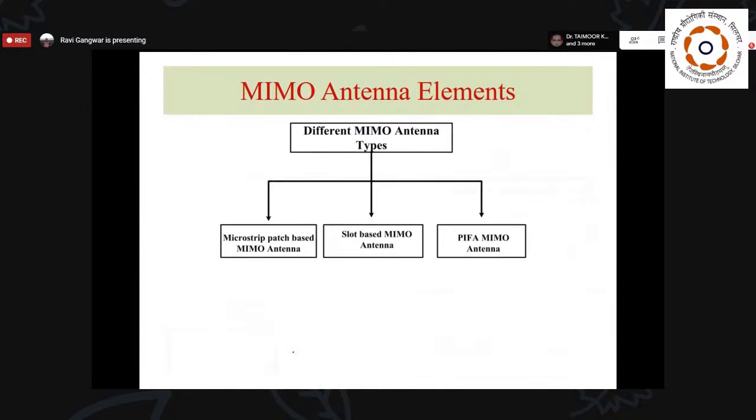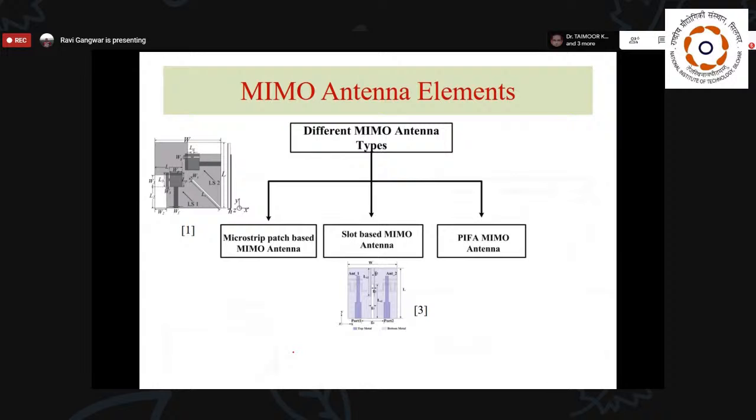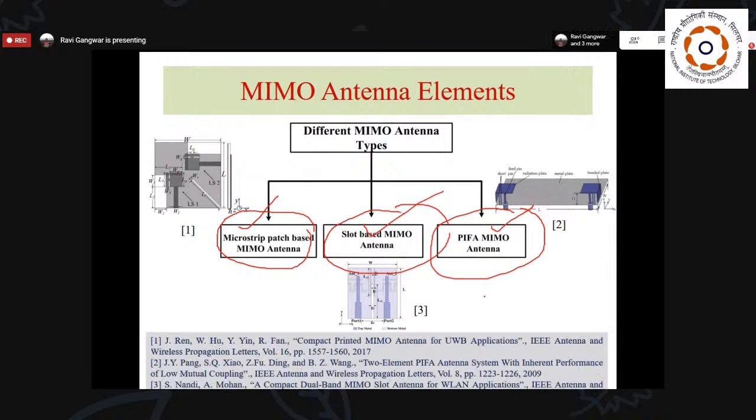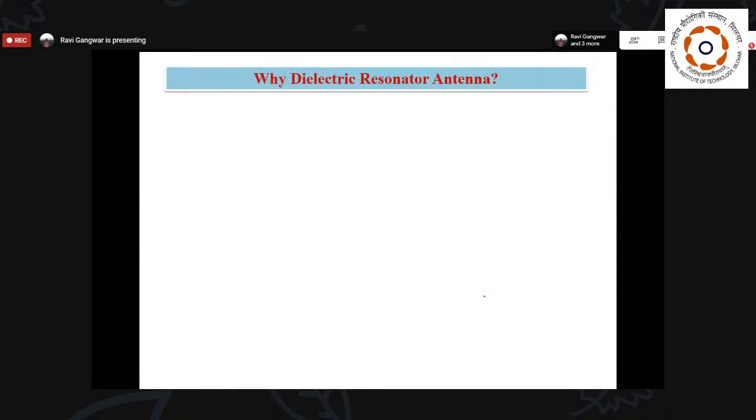Now, if you look at the literature for MIMO antenna elements, we get three major important antenna elements for MIMO applications. The first is MIMO antennas based on microstrip patch technology, then slot technology, and PIFA technology. And all these antenna elements you can change with respect to the particular requirement of your application.